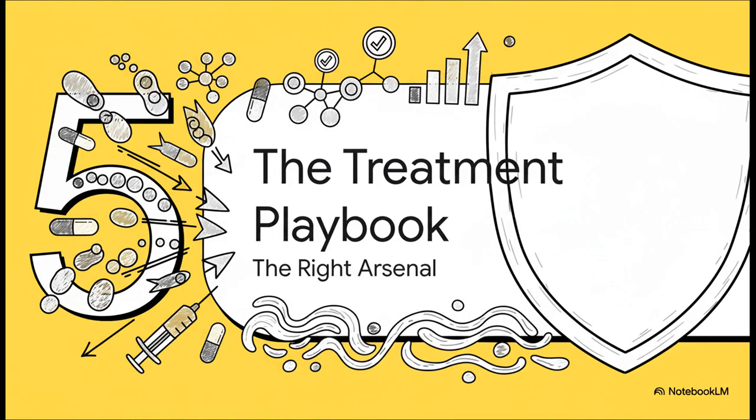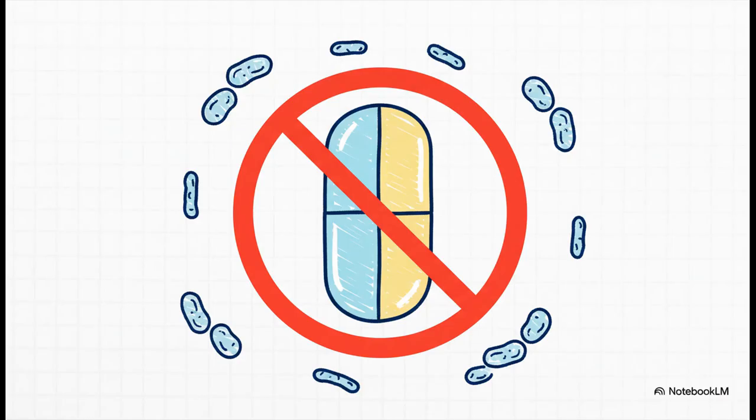Okay, let's get to the really practical stuff. The treatment playbook. How do we actually treat these infections effectively? All right, if you remember nothing else from this section, remember this. Aerococcus urinae is intrinsically resistant to trimethoprim-sulfamethoxazole. Do not use it. I'm talking about SXT, cotrimoxazole, whatever you call it. It's a go-to drug for UTIs, but for this bug, it's completely useless. It's a guaranteed treatment failure.